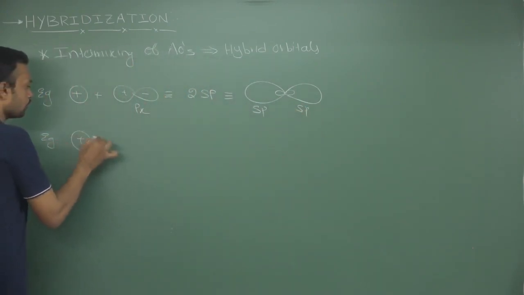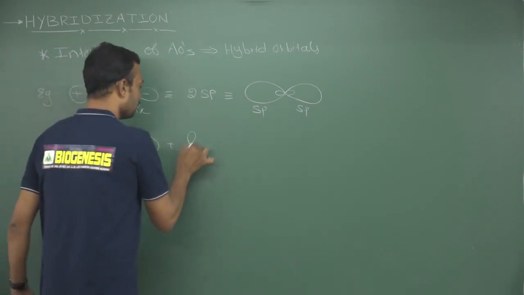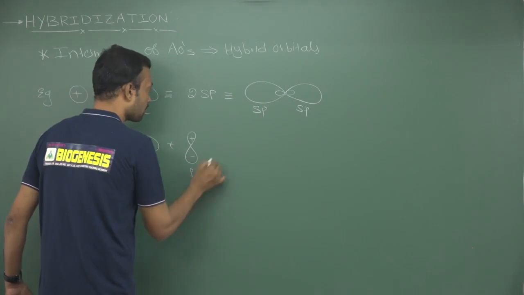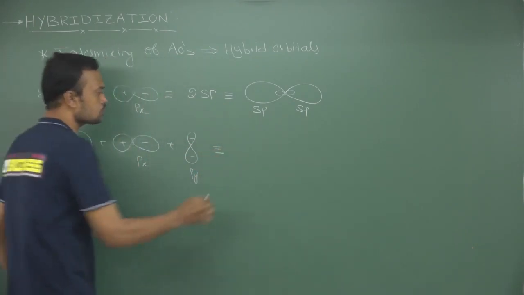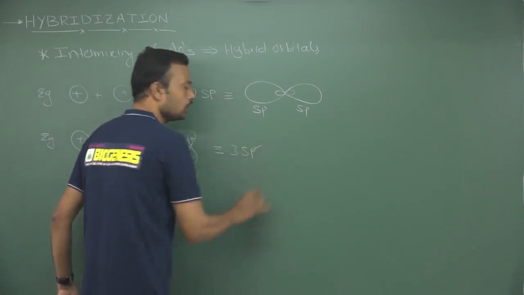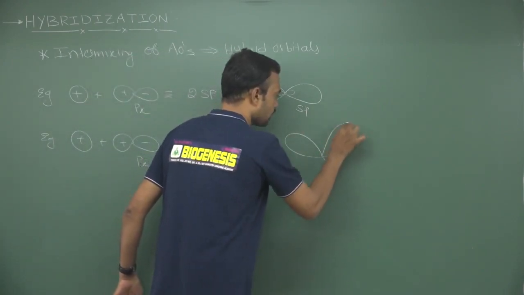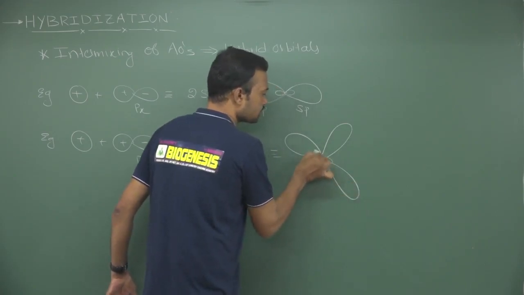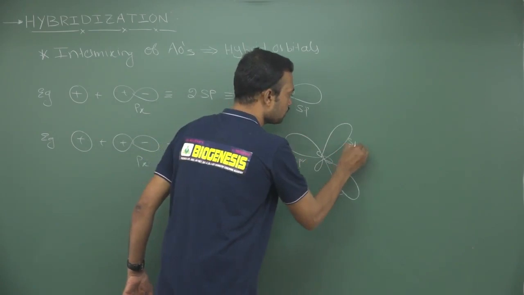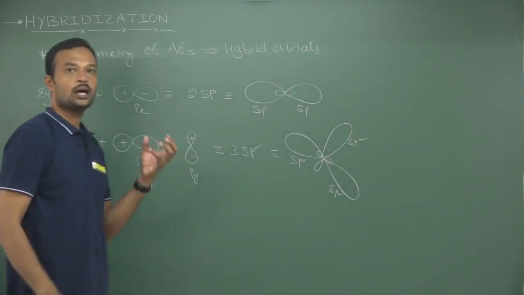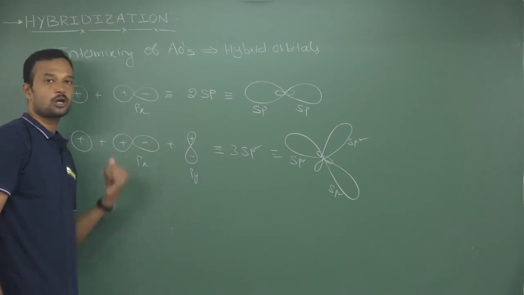In the same way, one s orbital, one px orbital and one py orbital are intermixed together. Whenever I intermix these three, you may expect three sp2 hybrid orbitals. This can be represented like this: this is 1, this is 2 and this is 3. This is sp2, here also sp2 and here also sp2. So three hybrid orbitals are formed when these three atomic orbitals are combined.